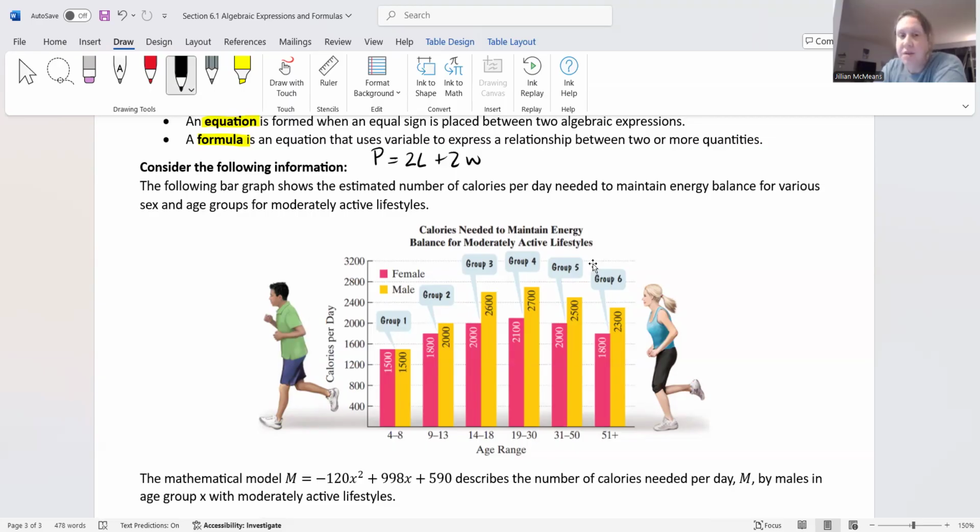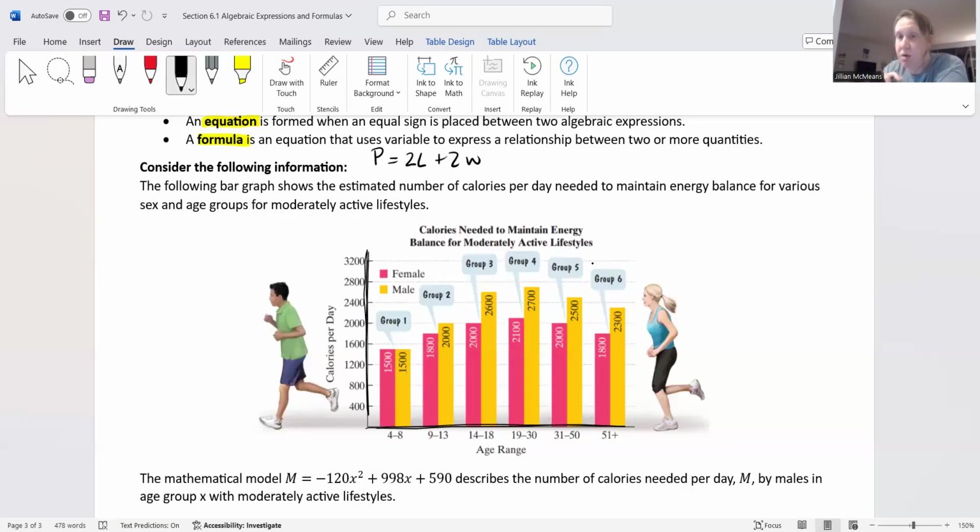Along what we would consider the y-axis, the vertical axis, we have the calories per day. We'll talk more about that later too. Along the horizontal axis, or what we will later lovingly call the x-axis, we have the different age groups: ages 4 to 8, 9 to 13, 14 to 18, 19 to 30, 31 to 50, and then 51 plus.